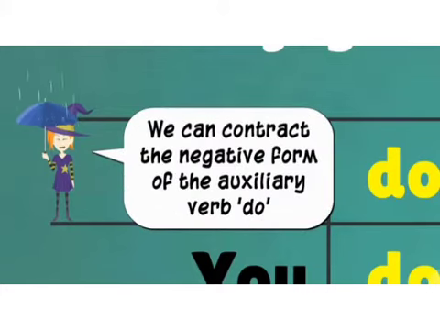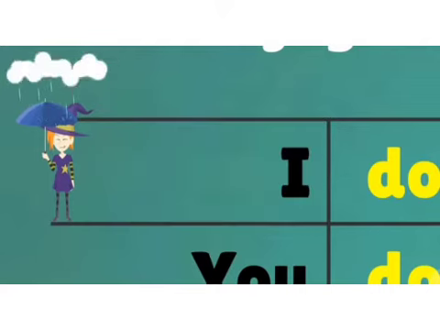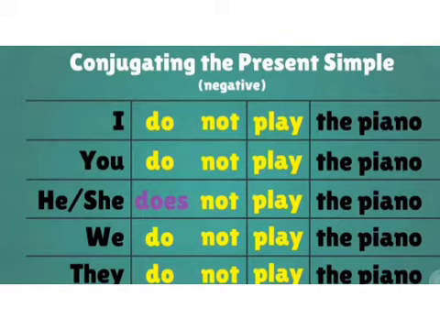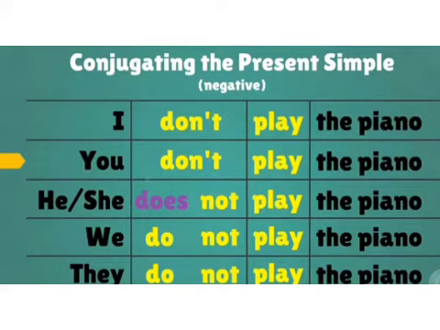We can contract the negative form of the auxiliary verb do. Let me show the example for you. I do not will contract itself to form don't. Come on children, next is your turn. Come on, contract the words do plus not.